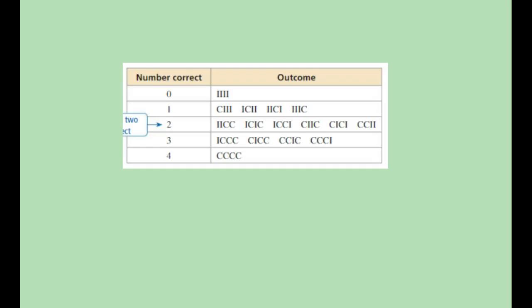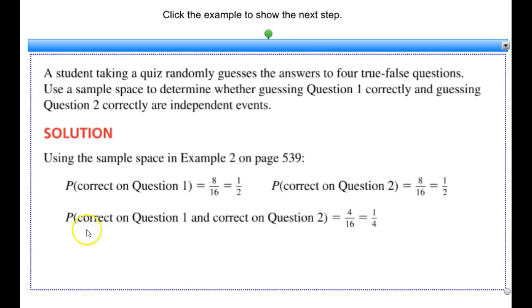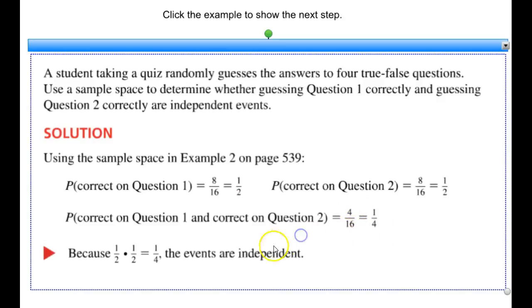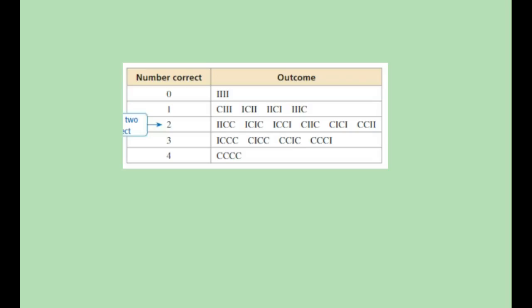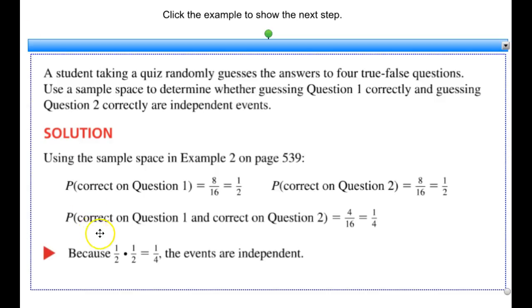So again, I go to my sample space and I count how many times I was correct on question number 2. Then I want to look at the probability that I was correct on both question 1 and question 2, which was 4 out of 16 or 1/4 of the time. Because I can actually take these and multiply them together, my events are independent. What I did here to find these 3 probabilities is I looked back at my sample space, which was written out here. So could I multiply the 2 together to get my final answer? Yes. So since I can do that, my events are independent.